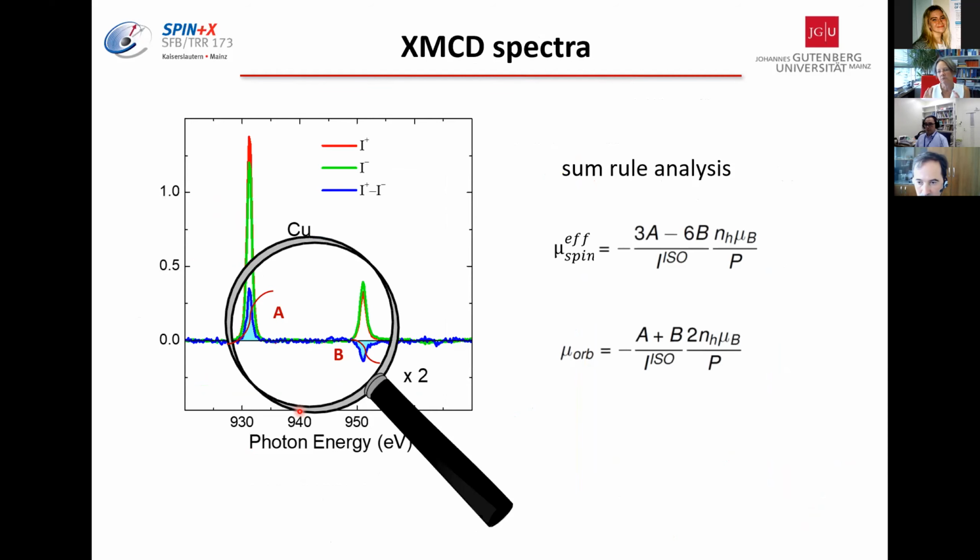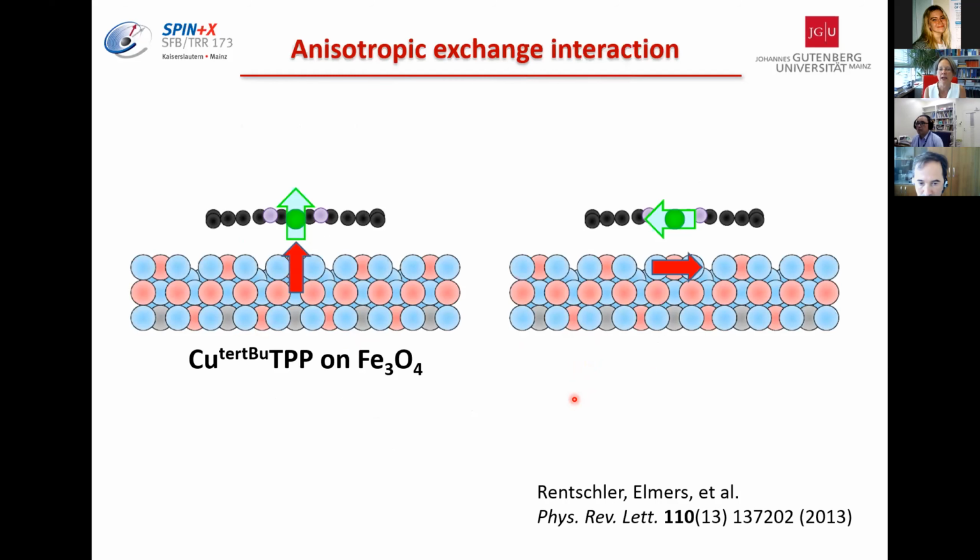And due to very simplified mathematics, or physics, behind it, taking some assumptions, we can apply a sum rule analysis, and the sum rule analysis allows us to distinguish between the magnetic moment from the spin and from the orbital contribution. And this is a very nice measure to give us an idea how strong the spin contribution is and how strong the orbital contribution is. In our case, of course, the orbital contribution is vanishingly small, and all we were interested in was the spin contribution, but in all these different measurement arrangements that I showed you before.